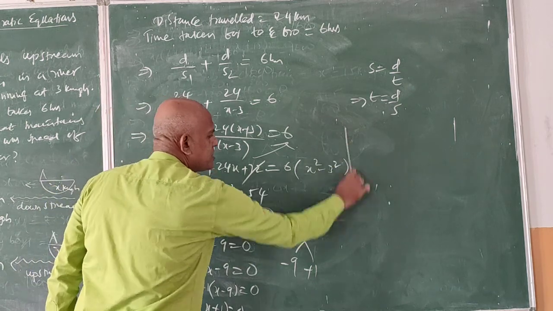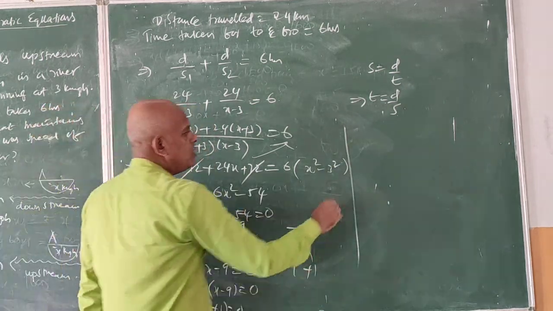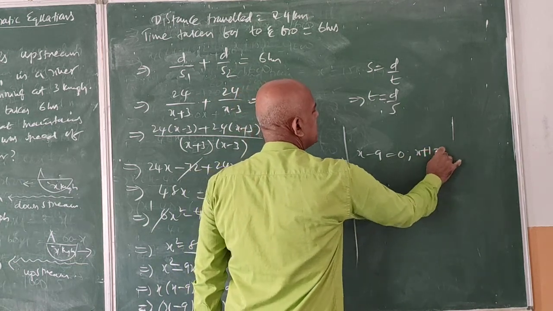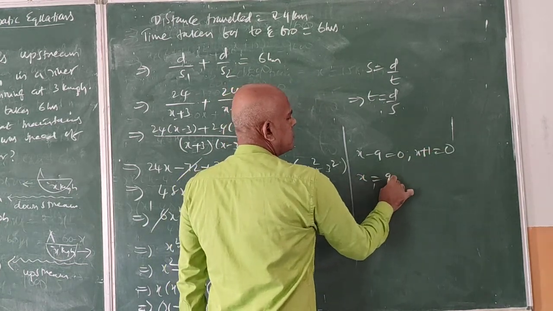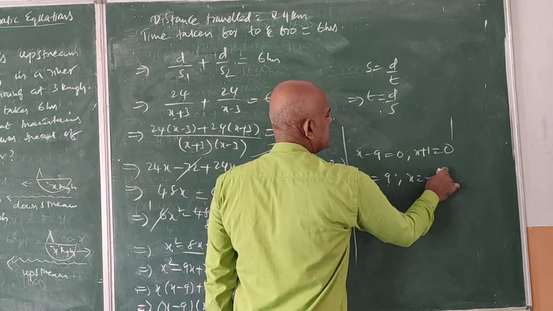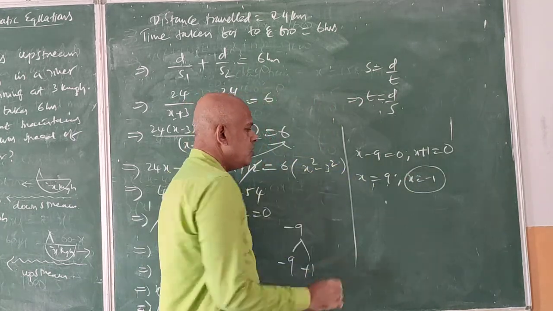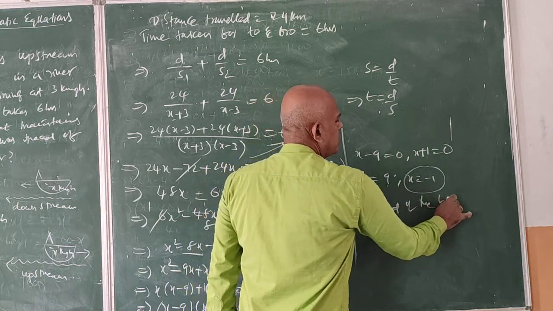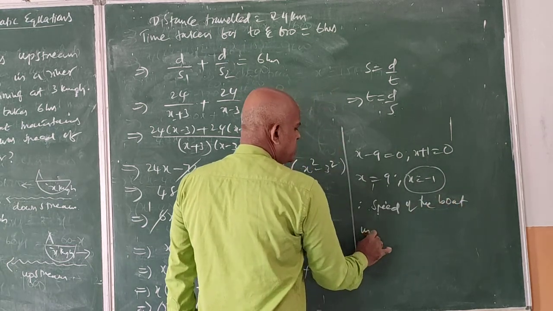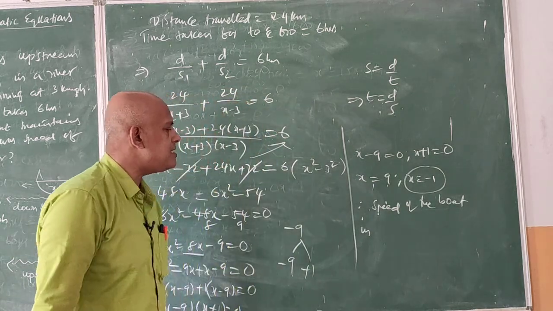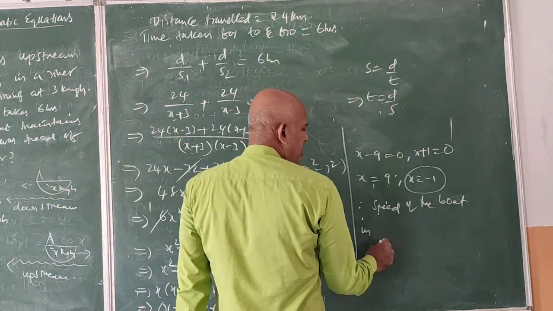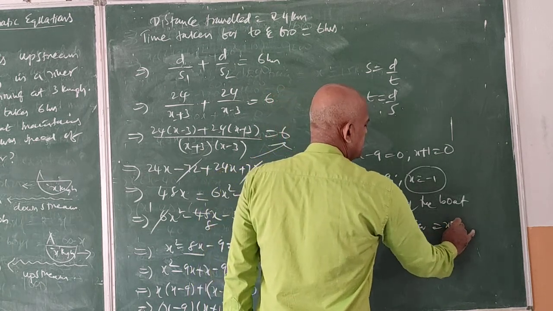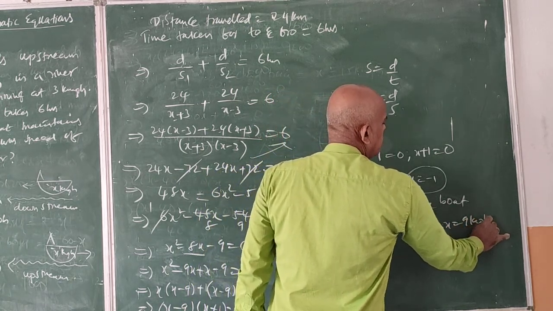When the product of two terms is equal to 0, each one is equal to 0. So x minus 9 is equal to 0, x plus 1 is equal to 0. x is equal to 9, x is equal to minus 1. So we will not consider negative, we consider positive. Therefore, the speed of the boat in still water, in still water meaning when water is not flowing, or you can say simply only the speed of the boat, is equal to x is equal to 9 km per hour.